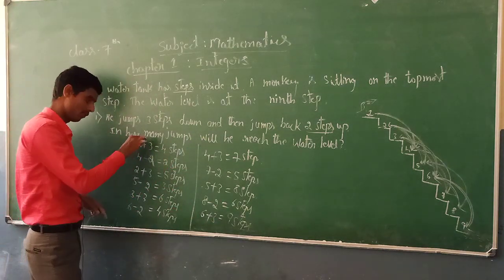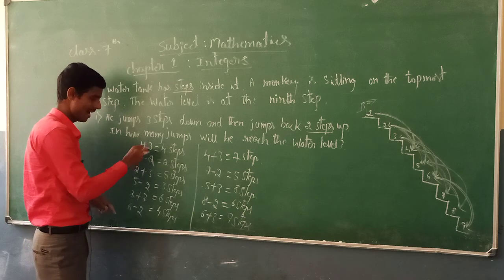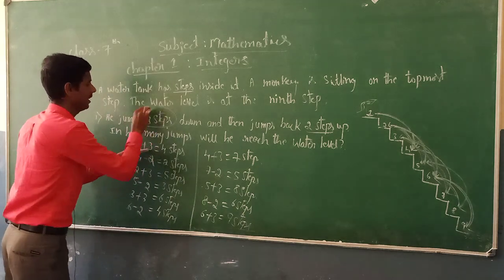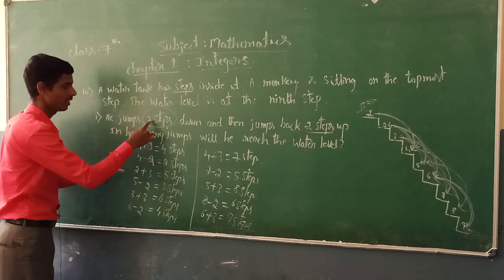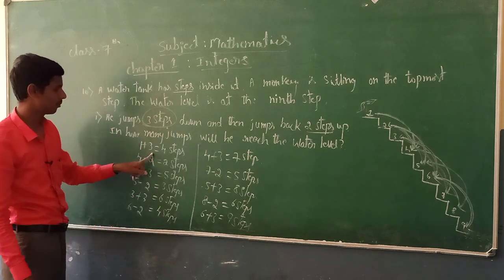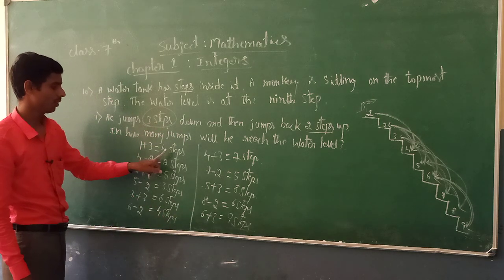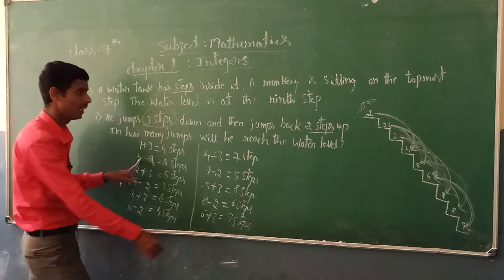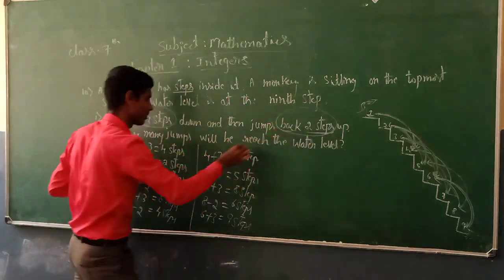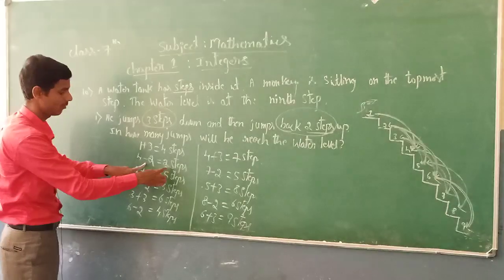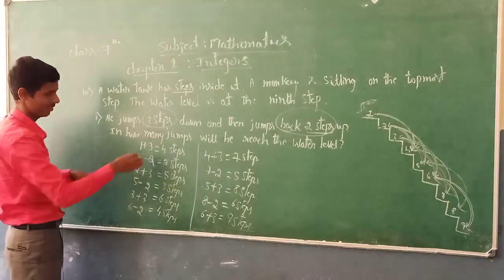We will start from the first step. First we will add 3 because he jumps 3 steps down. We will put plus here. We get the fourth step. Back 2 steps means minus 2. Again we will put plus 3.